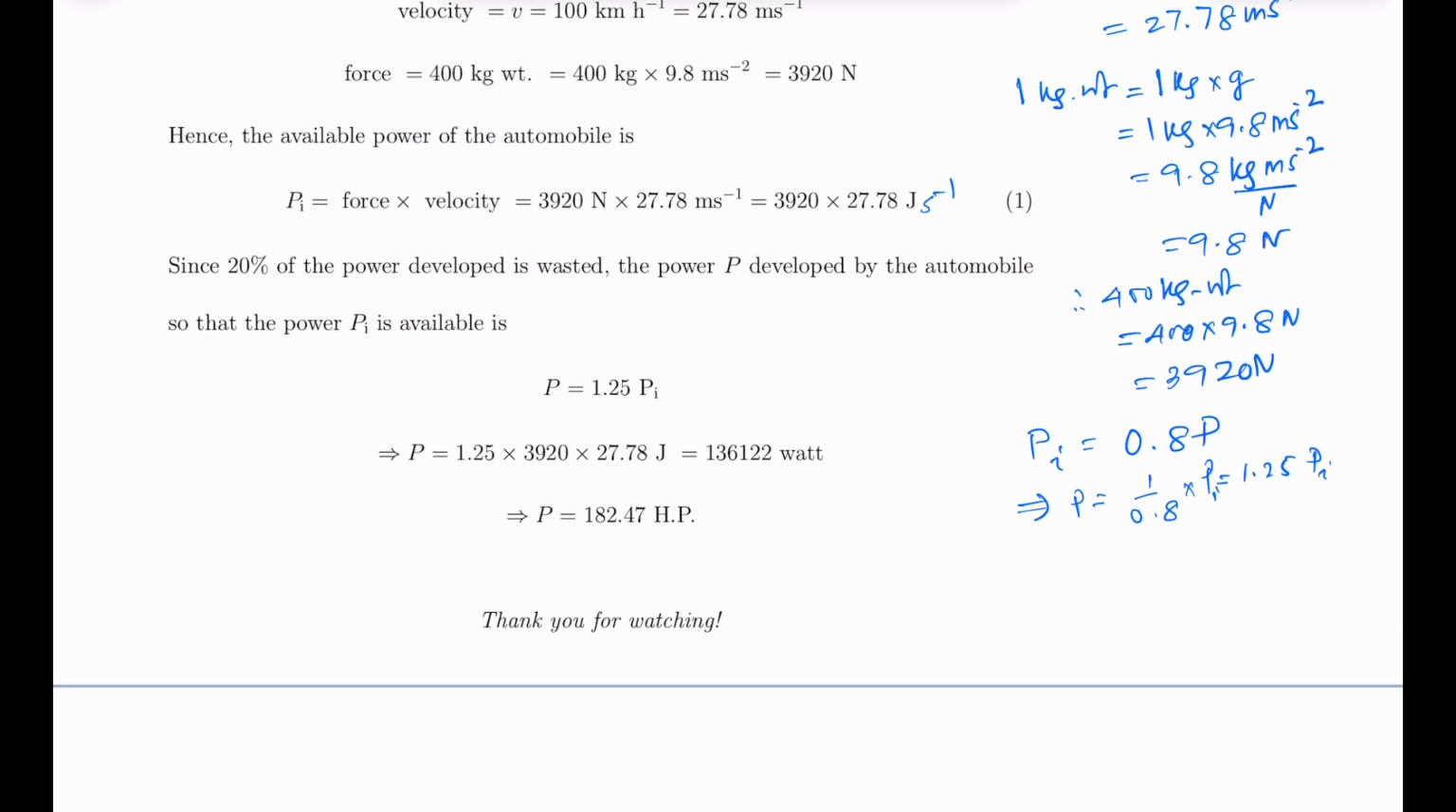So P is 1.25 into Pi. So P will be 1.25, and put the value of Pi here. This is 3920 into 27.78 joule per second. So this comes out to be 136122 watt. Or this is, when converted into horsepower, this is 182.47 horsepower. So this is how simple examples can be solved.